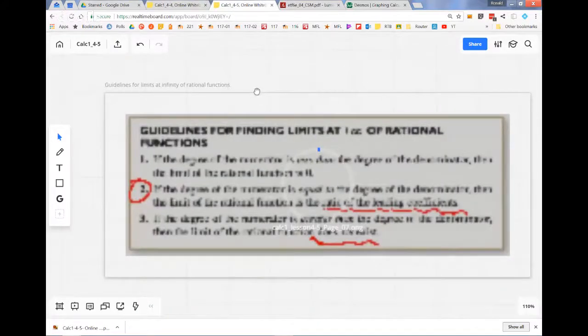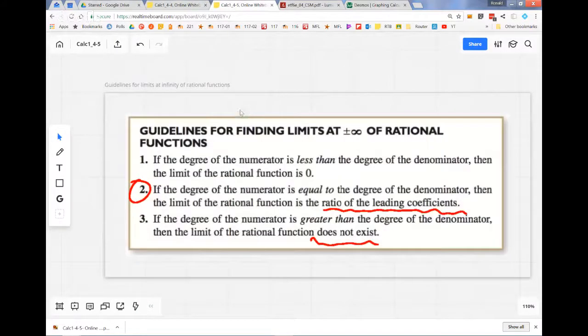And basically, here we go. Guidelines for finding limits at plus or minus infinity if you're doing fractions, you know, rational algebraic fractions. Number one, if the degree of the numerator is less than the degree of the denominator, then the limit of the whole thing is going to be 0. Because if the top has a smaller degree than the bottom, then the bottom is going to win. And you're going to wind up with something over a huge number, which is going to head to 0.